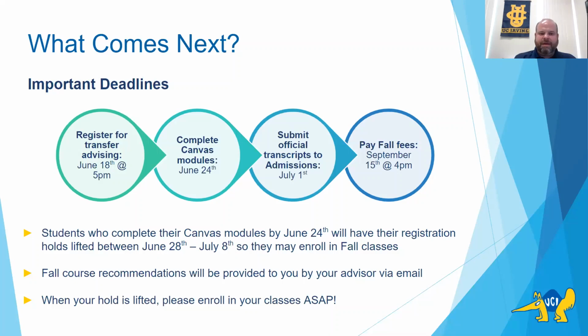Once that happens, then you'll have your registration hold lifted between June 28th and July 8th. And that's the time frame that you'll be able to enroll in classes for the fall quarter. And during that time frame, you're going to get an email from one of the academic advisors, and it's going to have a list of recommended courses, some enrollment procedures and things like that. So it'll help you and assist you in enrolling in classes for the fall quarter. And then definitely once you get that email, enroll right away, because you don't want to miss out on any important classes that are upcoming for the fall quarter as well. So definitely get on top of that.